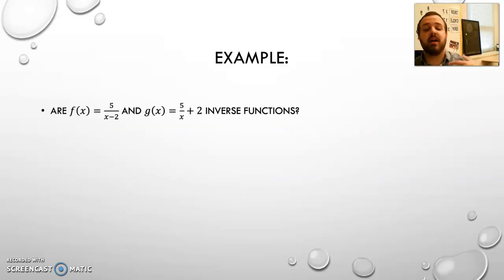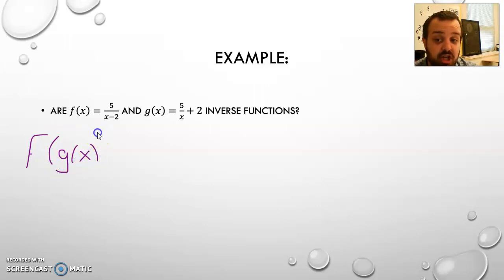So here's an example. I have two functions. I have 5 over x minus 2, and I have 5 over x plus 2. And I want to know, are these two functions inverses? The way I would figure that out is by composing them together. So I would do f of g of x, or f∘g, and I also would do g of f of x, or g∘f. And I want to make sure that I end up with just x when I do that composition.